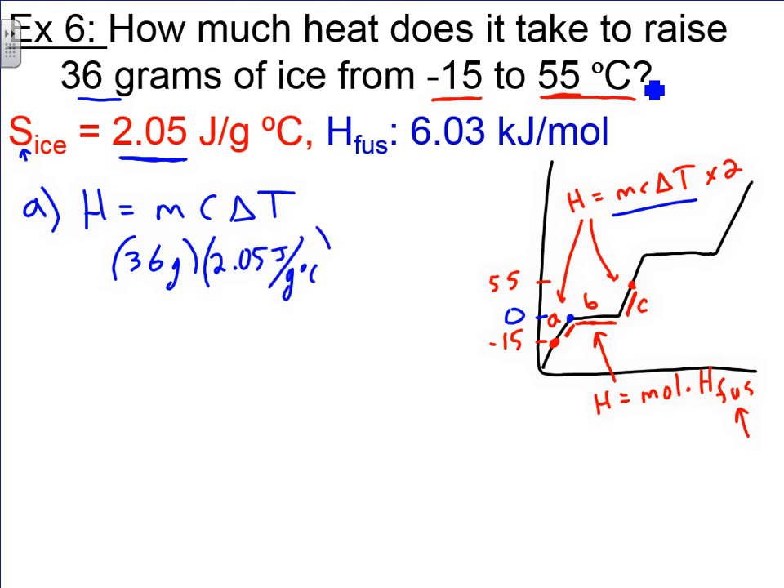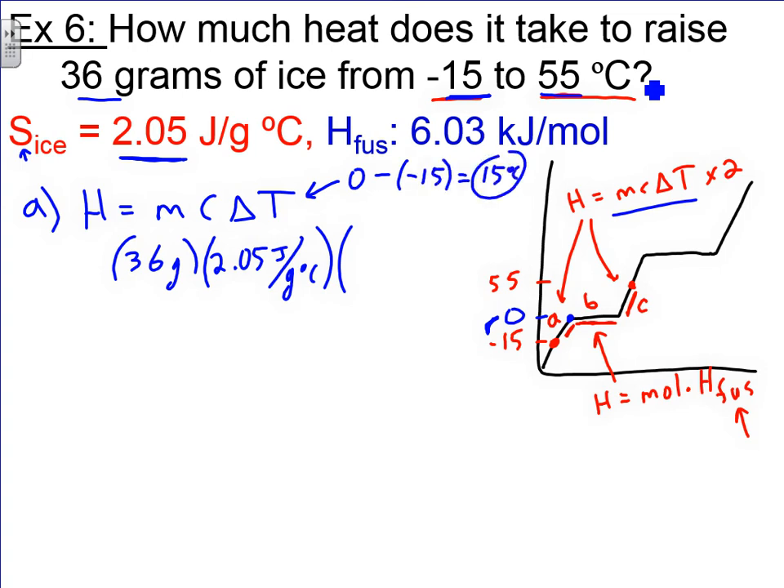Now be careful, our temperature change here is actually not the whole temperature change. We're just simply going from negative 15 up to 0. We're simply warming ice up to its melting point. So the temperature change is actually 15. It's 0 minus negative 15 to be precise. And that's how we get 15 degrees Celsius for our temperature change. So we'll do 15 degrees Celsius right here.